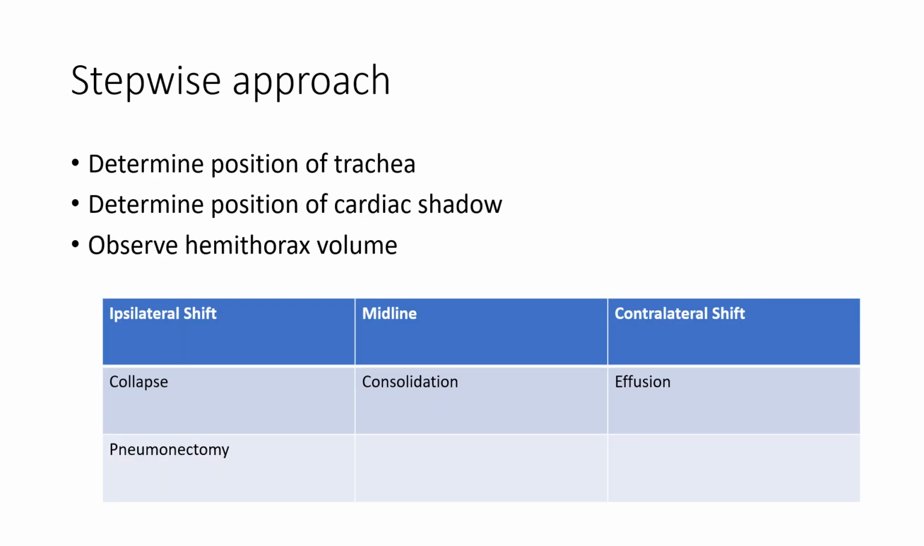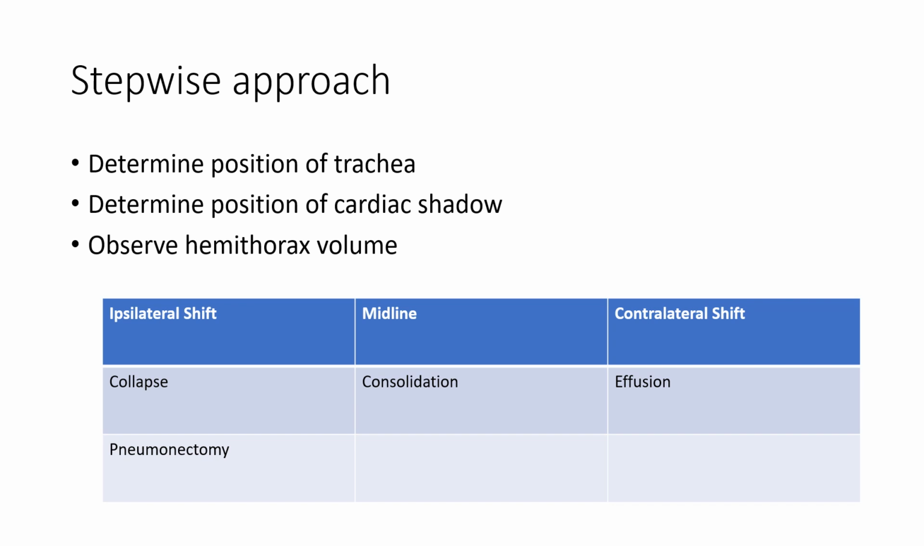So whenever you encounter a whiteout of hemithorax, you should have a stepwise approach. When a hemithorax is completely white, the first thing that you need to do is to determine the position of trachea, whether the trachea is central, whether it is shifted to the same side, the ipsilateral side, or is it shifted to the opposite side or the contralateral side. Based on these features, we can make a diagnosis.